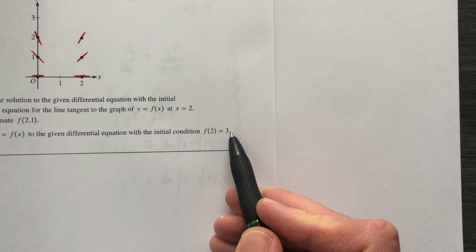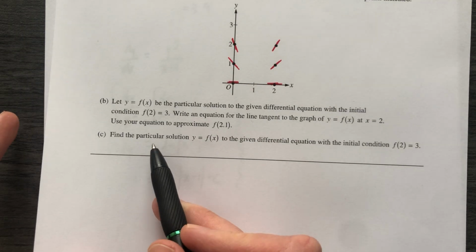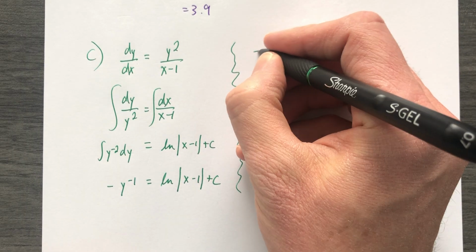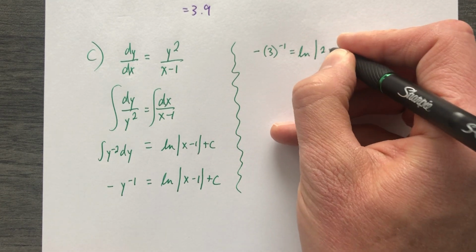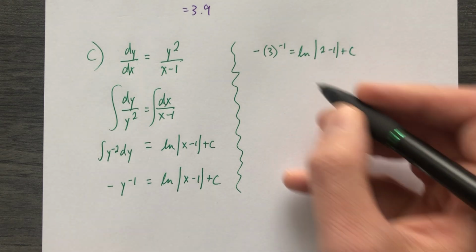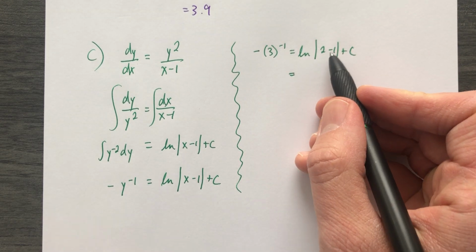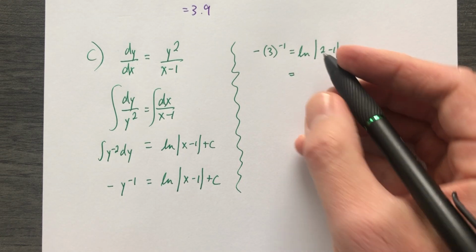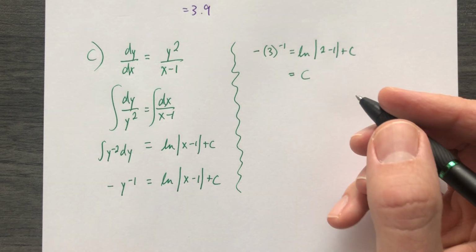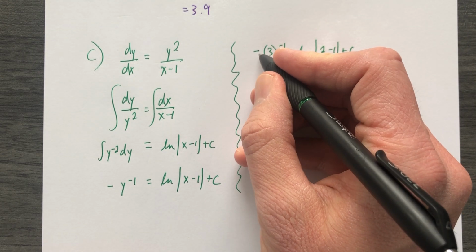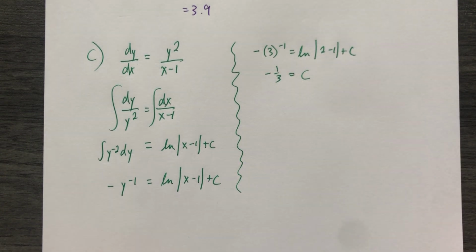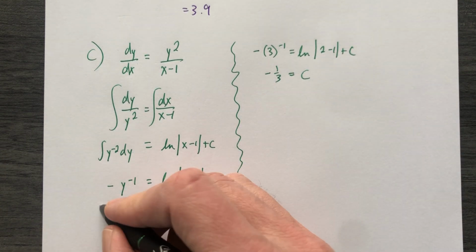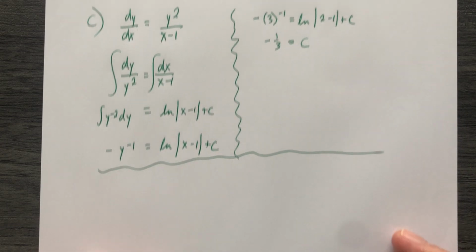Plug in a 2 for x and a 3 for y. Again, they said particular solution. So -3 to the -1 equals natural log of 2 minus 1 and then plus c. All right, easy part. Natural log of 1 is 0, so that's just c on this side. And here we have -3 to the -1, that'd be -1/3. So we now know what c is, and knowing what c is means I can actually write the equation again.